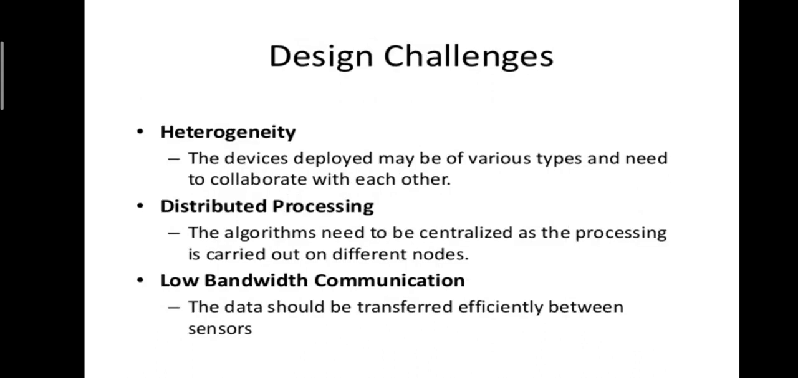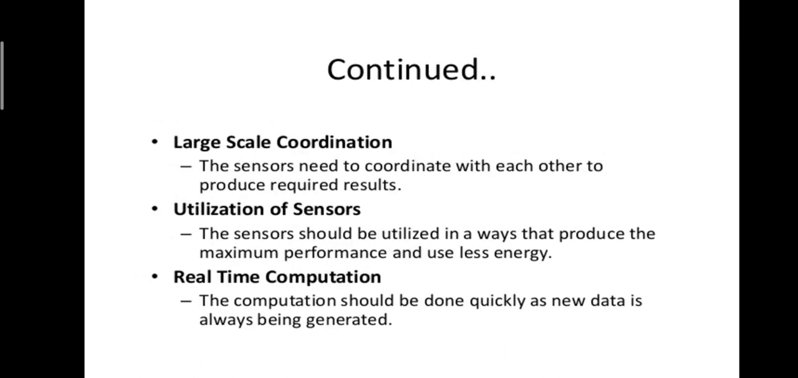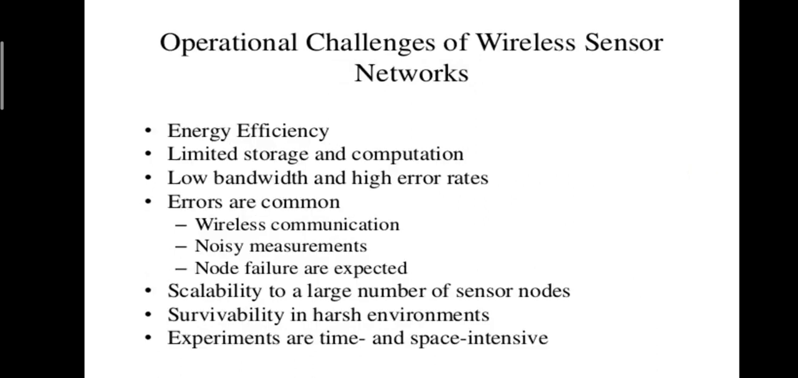Design challenges like heterogeneity, distributed processing, low bandwidth communication, large scale coordination, utilization of sensors, real time computation. There are other challenges of wireless sensor networks listed below, like energy efficiency, limited storage and computation, scalability to a large number of sensor nodes, and errors, and low bandwidth, high error rates.